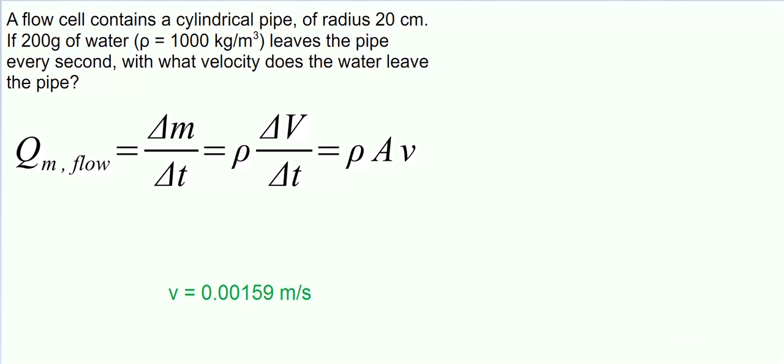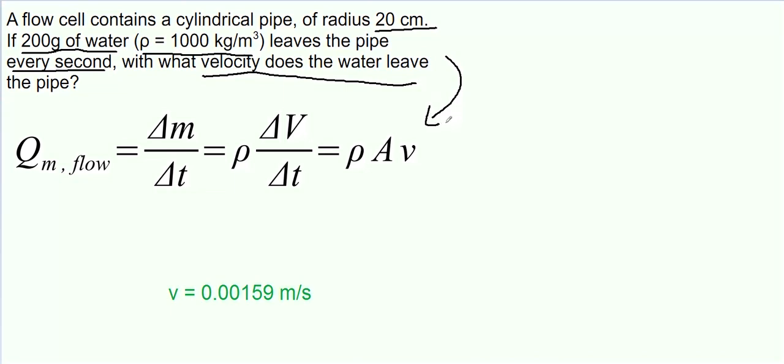Alright, so the first example we're going to look at here is one involving fluid flow. In this case, we've got a flow cell containing a cylindrical pipe with a well-defined radius, which allows liquid to flow through it. You're told exactly how much mass of water leaves the pipe every second. You're provided with the density of water. And your goal is to figure out with what velocity the water leaves the pipe.